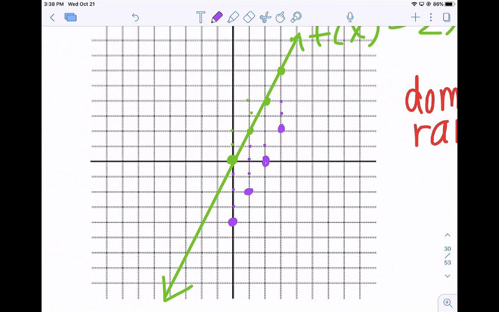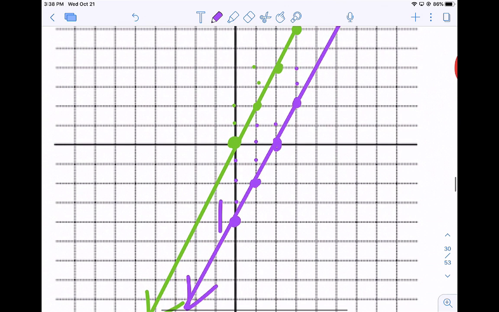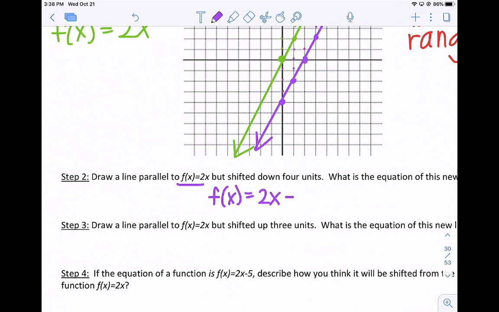All right, so again, we're just shifting this graph. And again, let's draw the equation of this, or the graph of this line. Okay, so it's my purple line. And if I look at the y-intercept, what's the y-intercept for this graph? It's right here at negative 4. The slope is 2. I went up 2 over 1 in each direction. And so the equation of this graph is f of x equals 2x minus 4.